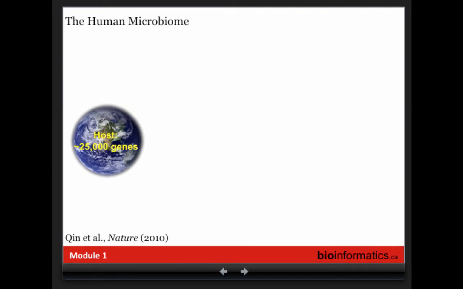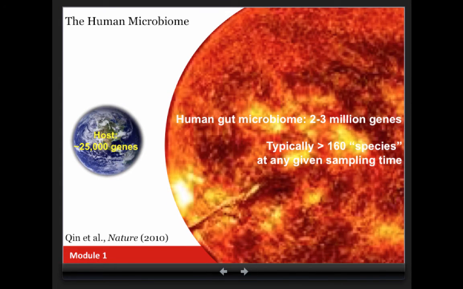Okay, so the Human Microbiome Project started in the mid-2000s, and it stemmed from the realization that after the Human Genome Project, the scientists wanted to tackle a bigger question. And what's bigger than the Human Genome Project, which gave us a catalog of about 25 to 30,000 genes, and of course the splice variants and the transcripts, is the human gut microbiome. It's estimated that collectively, the human microbiome consists of 2 to 3 million genes.